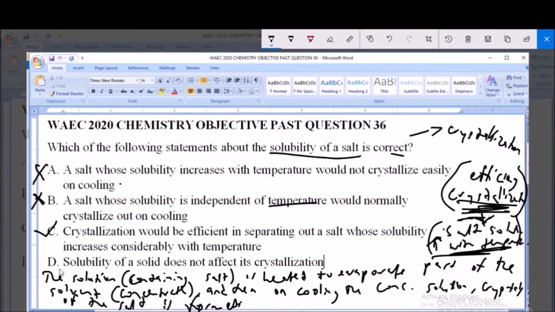So let's look at option D. Solubility of a solid does not affect its crystallization. Now, this option is also wrong, as the whole crystallization separation technique is based on solubility. So as we have rightly established, option C, crystallization would be efficient in separating out a salt whose solubility increases considerably with temperature, is the correct answer to this question.